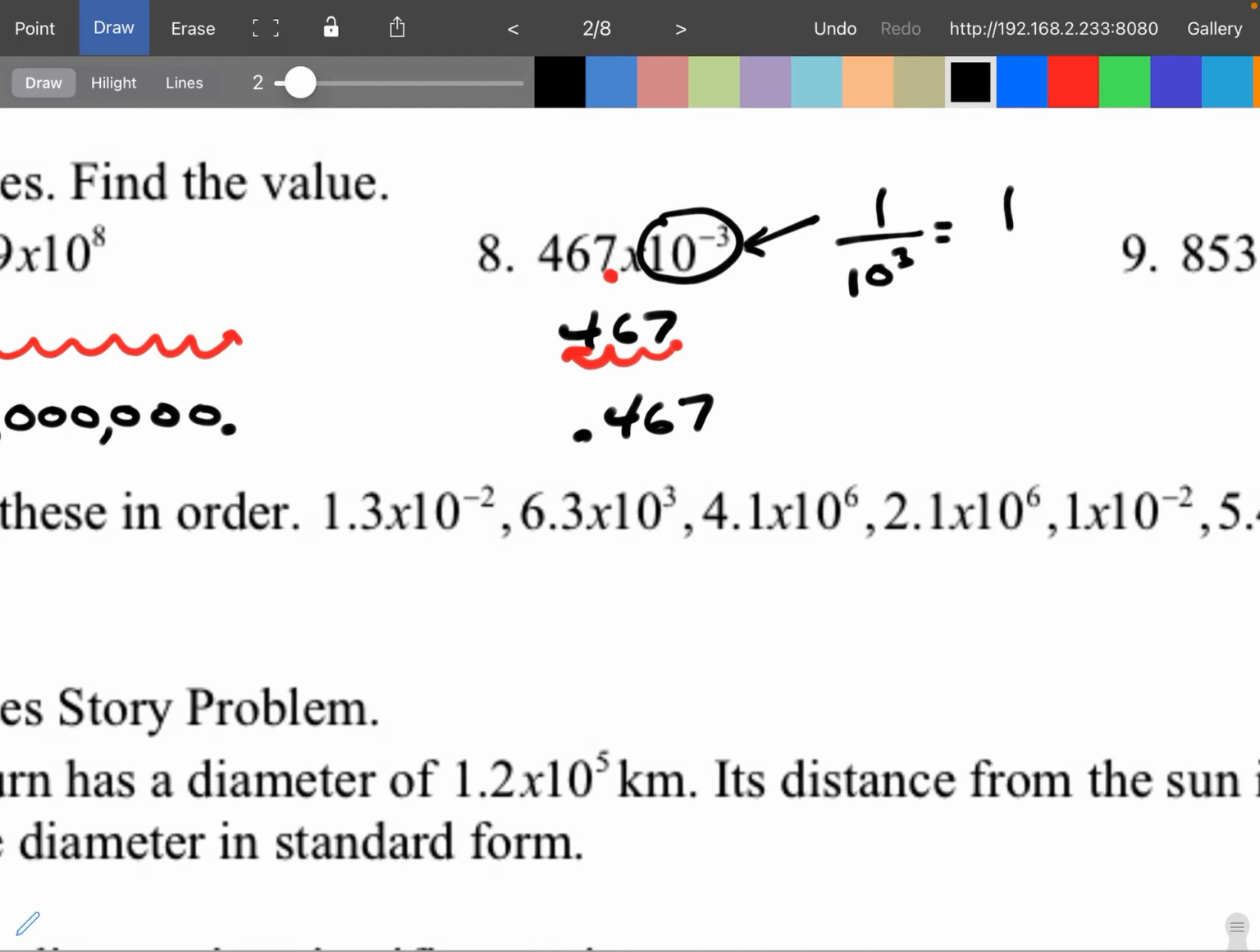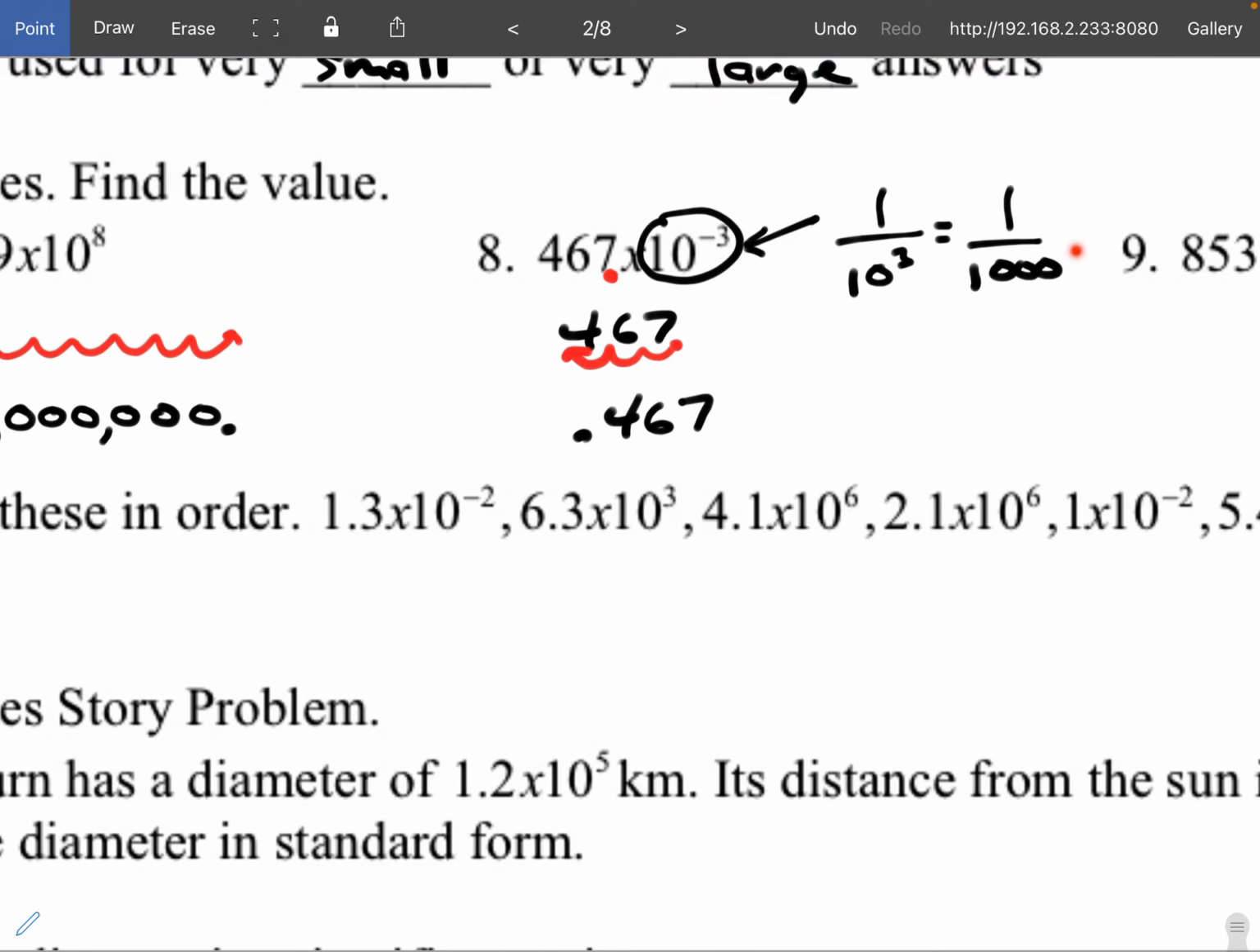Which is the same thing as 1 over 1,000. So I'm really dividing by 1,000. Does that make sense? 10 to the negative 3 is 1 over, remember, if it has a negative exponent, you like to move it. So 10 to the negative 3 is 1 over 10 to the 3rd, which is 1 over 1,000. So when I multiply the 467 by 1 over 1,000, I'm really dividing it by 1,000. So the number gets smaller. This is 467. The answer is 0.467.